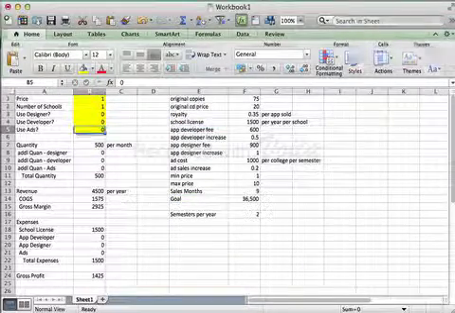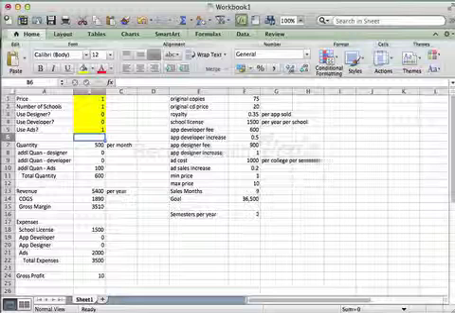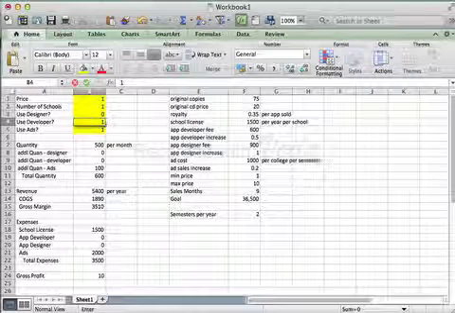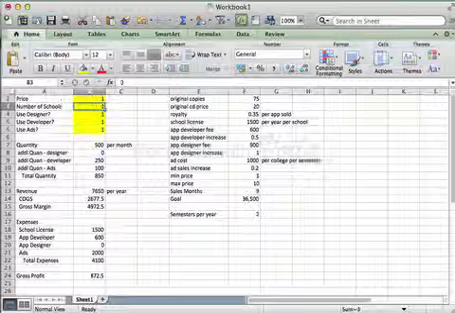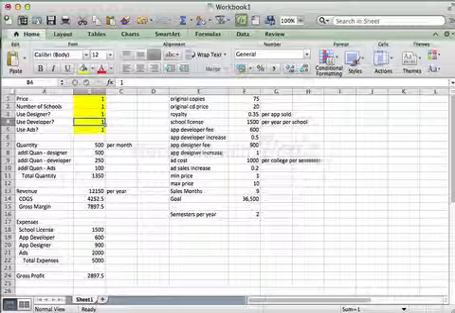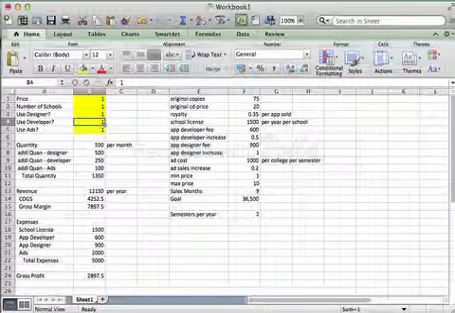So if I change the ads to 1, the cost is 2,000, which is 2 times 1,000, which is awesome. Developer to 1, I'm paying the developer fee, and the designer to 1, I'm paying the designer fee. So all of that works out. And we have our complete model.